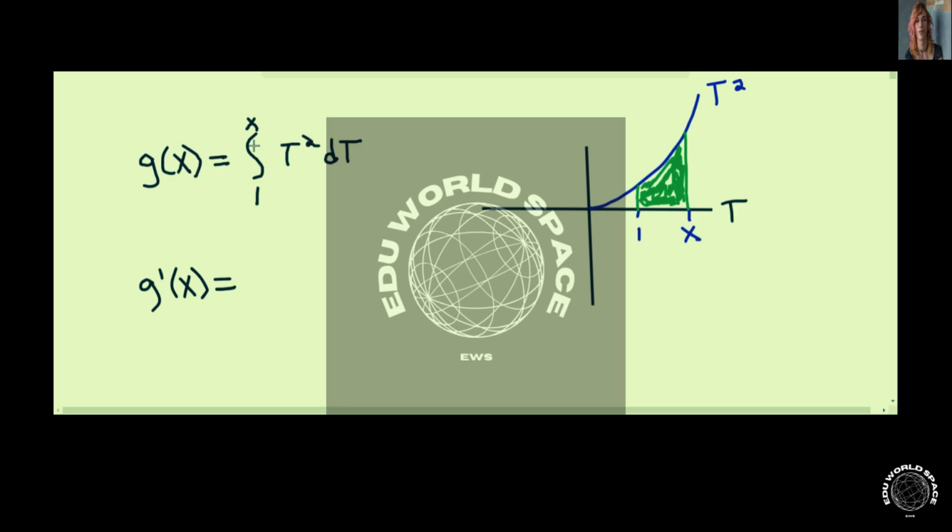if g of x equals the integral between 1 and x of t squared dt, then g prime of x is simply the function t squared evaluated at x. So g prime of x is simply the t squared function evaluated for t equal x. That's a fancy way of saying simply plug the x in for t squared. Instead of t squared, x squared.